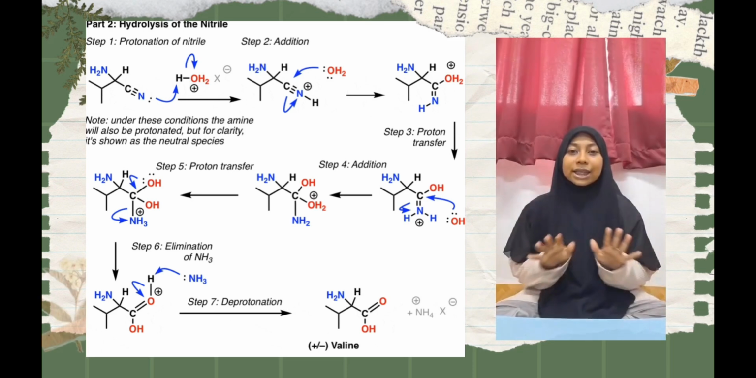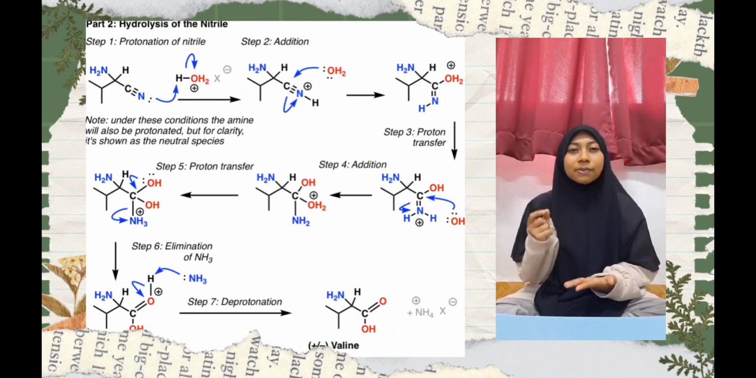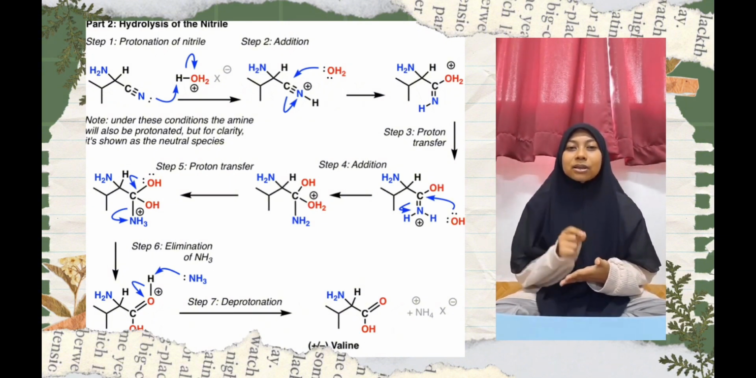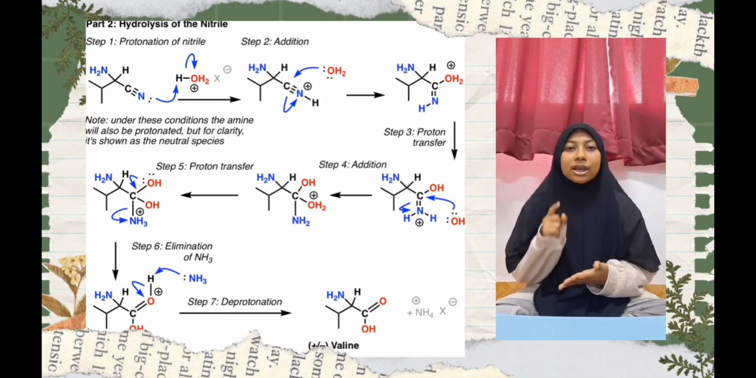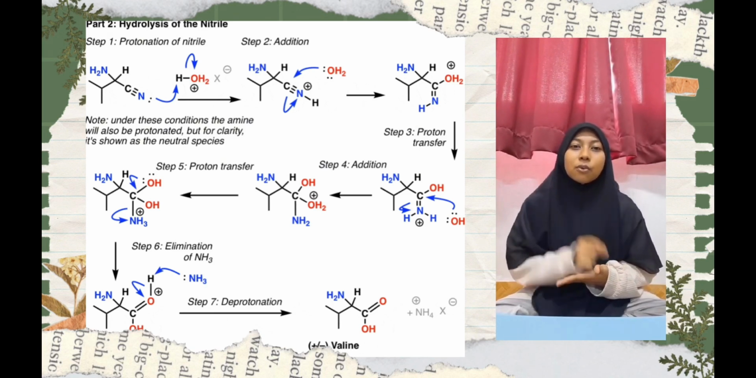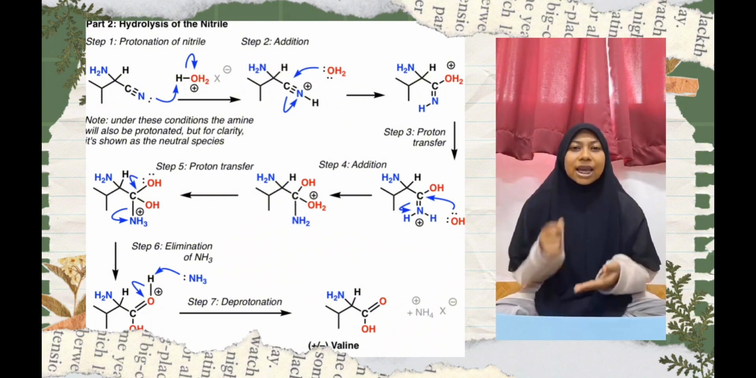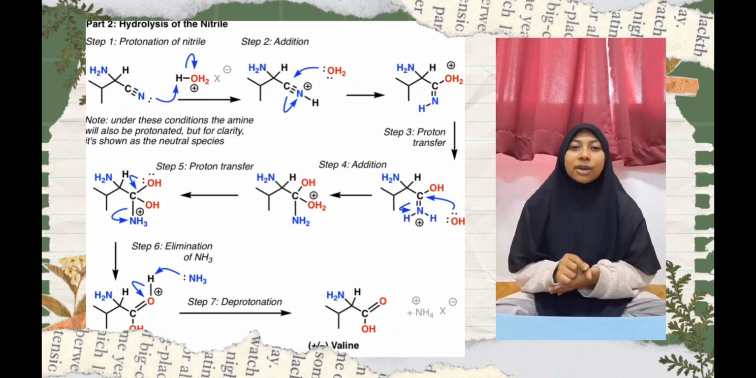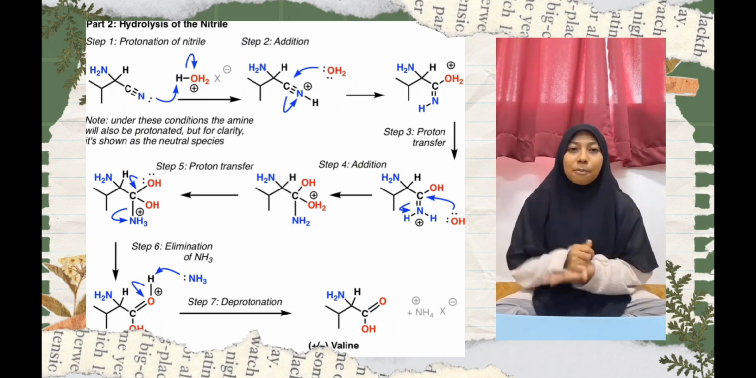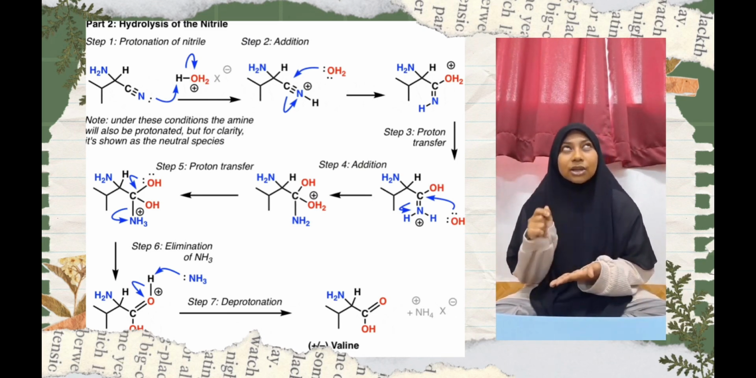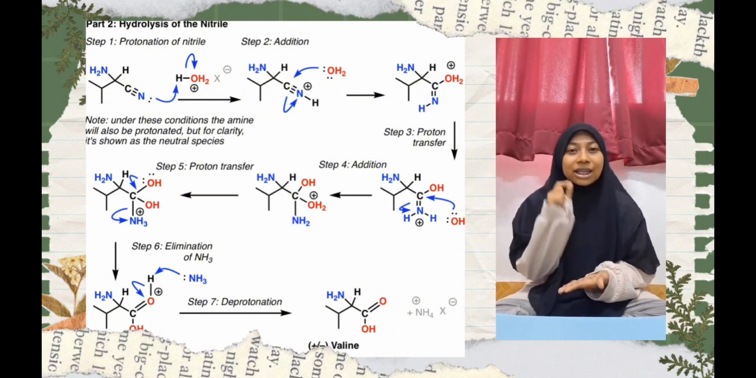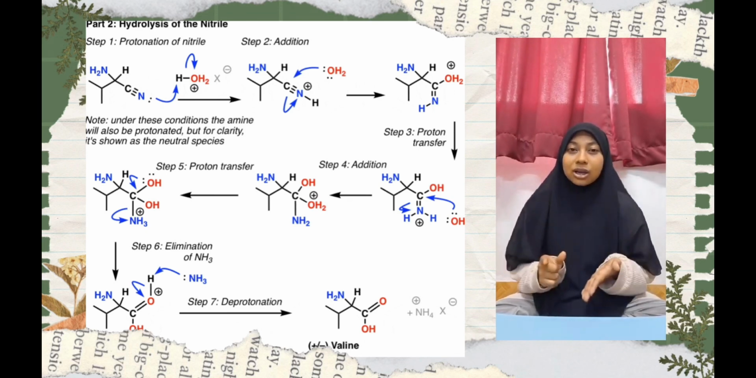Moving on to part 2, we need to hydrolyze a nitrile group under acidic condition to transform it into our final amino acid, which in this specific example is valine. Now, from step 1 to step 5 is a repetitive cycle of protonation, water molecule attack, and proton transfer. This step-by-step process converts a nitrile group into an amide and eventually leads towards the carboxylic acid. By step 6, ammonia leaves the molecule as a leaving group, and after a final deprotonation in step 7, we successfully get our end product, which is valine.